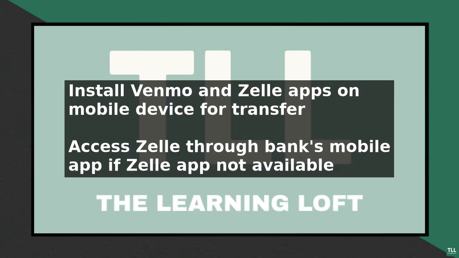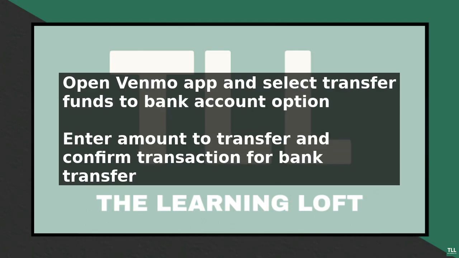Start by opening the Venmo app and selecting the option to transfer funds to your bank account. You can do this by tapping the menu icon, then selecting Transfer to Bank. Enter the amount you want to transfer and confirm the transaction. The funds will typically take 1 to 3 business days to appear in your bank account, although you can pay a small fee for an instant transfer.